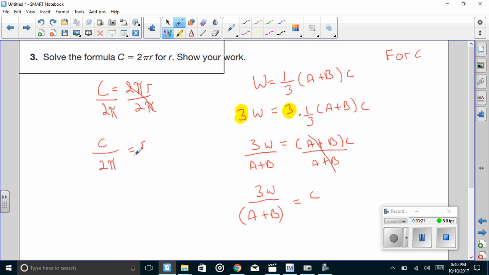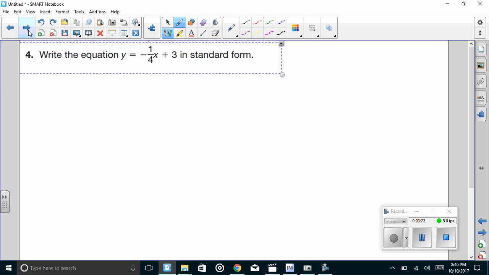Let me show you a different example, one you may be more familiar with. Here it says write the equation y equals -1/4 x plus 3 in standard form. It's in y equals mx plus b form right now, slope intercept. But we're going to change it to standard form. Standard form looks like this: ax plus by equals c. Okay, so we want to make it look like that.